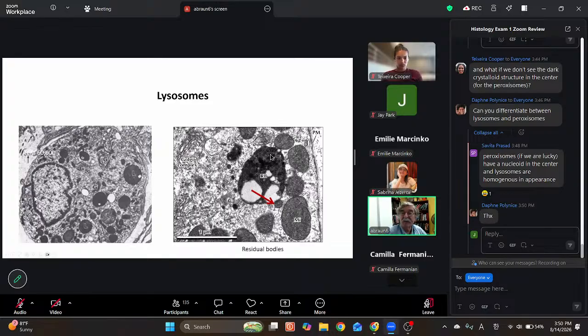So you sometimes see lysosomes that look like this, RB, residual body. So this is just stuff which cannot be digested further. And that's it. It's basically the end stage of a lysosome.